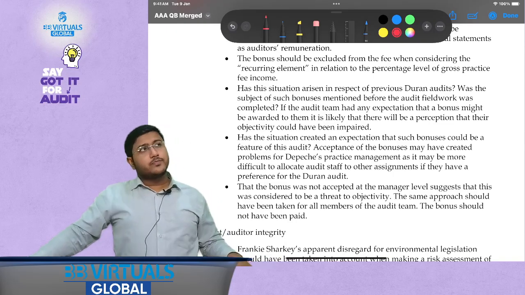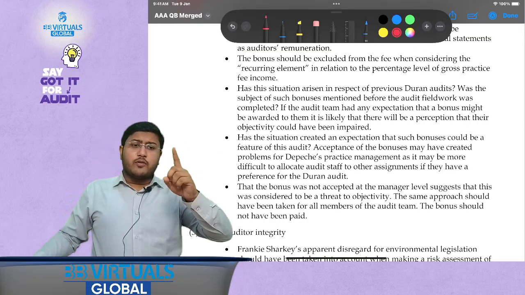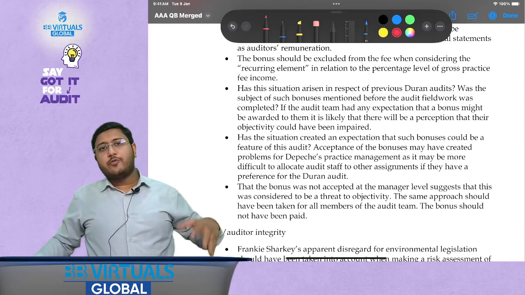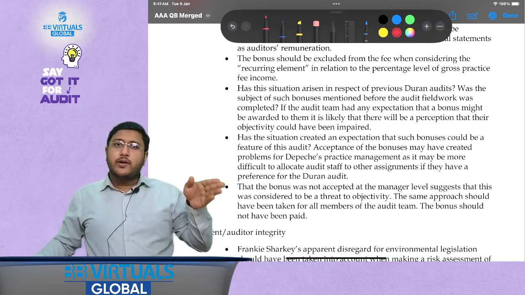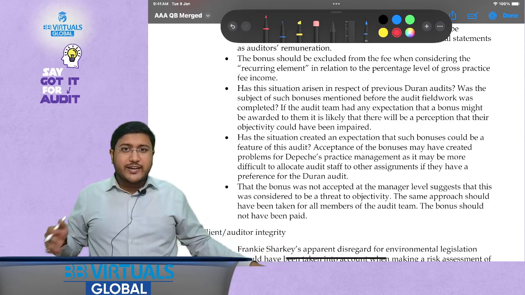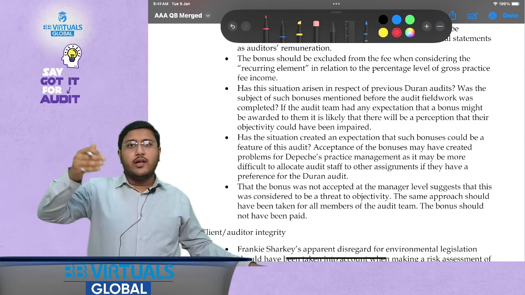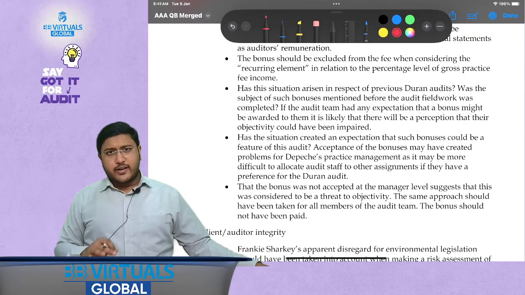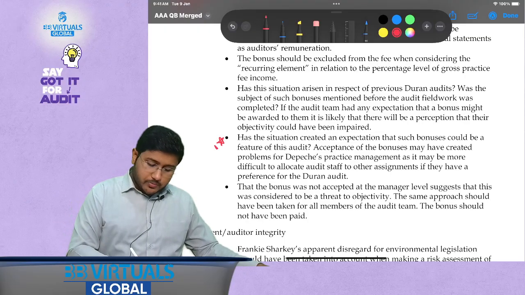See, what happens is, if the staff knows that whosoever goes to Duran gets the bonus, that too from the client, and it is sure, then everybody would like to work for Duran only, right? And it would be difficult for the audit team or for the audit partner to relocate the staff to other audit lines, which might create a threat. So that is why it is mentioned over here. It is a very special point that should be mentioned.